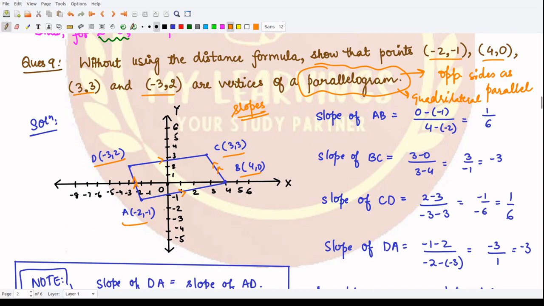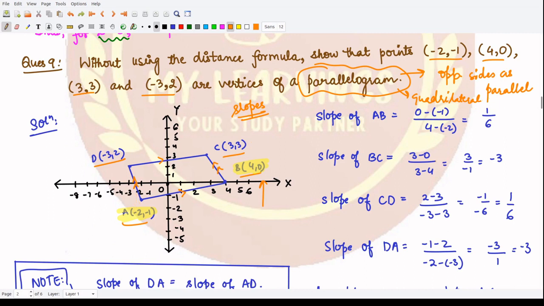Let's calculate the slope first for the points A and B, correct? For the points A and B, we have the slope as y2 minus y1, 0 minus minus 1, divided by x2 minus x1, 4 minus of minus 2, which comes out to be equal to 1 by 6, correct?